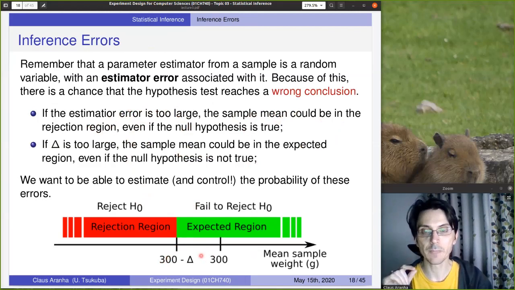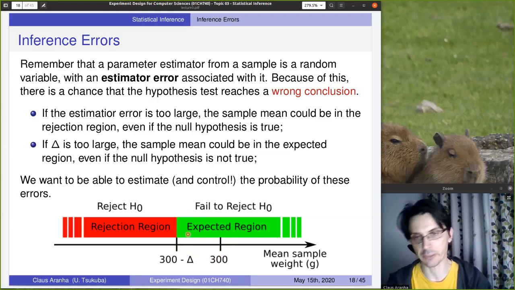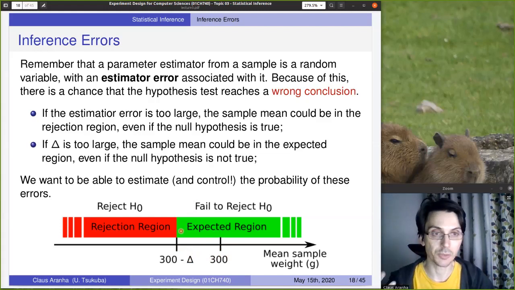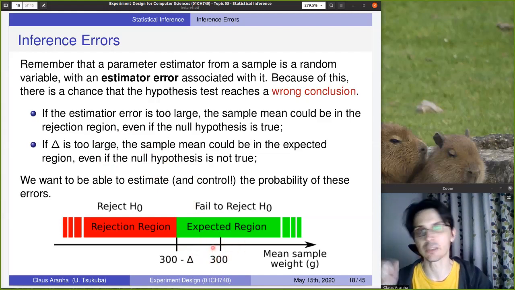So if this delta is too big, for instance, let's say that we choose the delta to be 50 grams. It could be that the true population mean is 270 grams, which is below the number that we are interested in, but is above the threshold. So we would lose that. On the other hand, if delta is too big, the sample mean could be in the expected region, even if the hypothesis is not true.